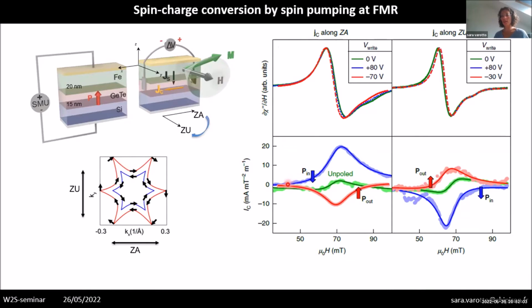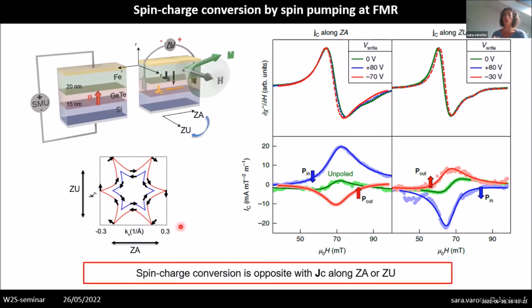What we observed this time is that for a fixed polarization state, for instance, the blue one, we obtain a positive or negative peak, depending on whether we are injecting the current along ZA or ZU. These are the two perpendicular directions in the plane perpendicular to the polarization. So we have another symmetry element that leads us to a change of sign depending on the direction of the charge current injected, spin current injected.